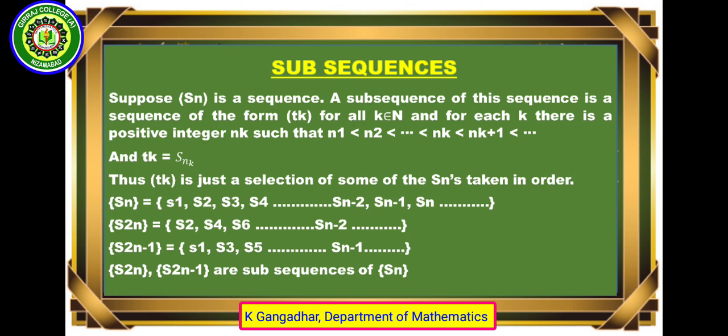So in the sequence, even and odd terms are there. First we define one sequence of even terms. Next we define one sequence of odd terms. These even and odd sequences are subsequences of the given sequence. So Sn is the given sequence, then its subsequences are S2n and S2n-1.